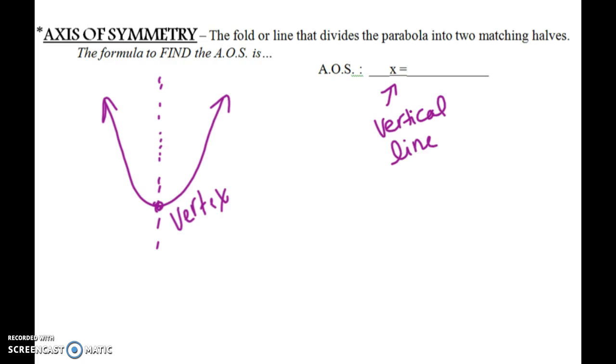Okay, the formula is negative b divided by 2a. So b is the number in front of x to the first, a is the number in front of x squared, and you just plug it right into that formula. That's going to get you a line that you're going to graph, and that's your line of symmetry. So make sure you wrote that formula down in your notes.